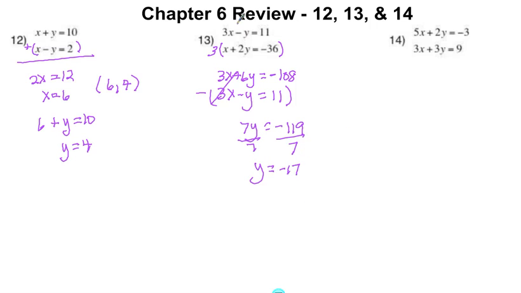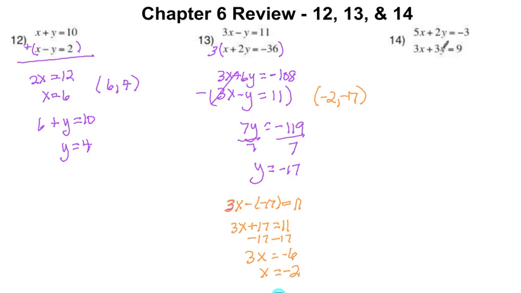Then I'm going to plug that back in, and this one looks a whole lot nicer to plug into for y than having to multiply that negative 17. So I'm going to get 3x, let me grab a different color, 3x minus a negative 17 equals 11. And so that's really 3x plus 17 equals 11. And we're going to subtract 17, and we get 3x equals negative 6. And so x is going to be negative 2. And so your answer on this one should have been negative 2 comma negative 17.